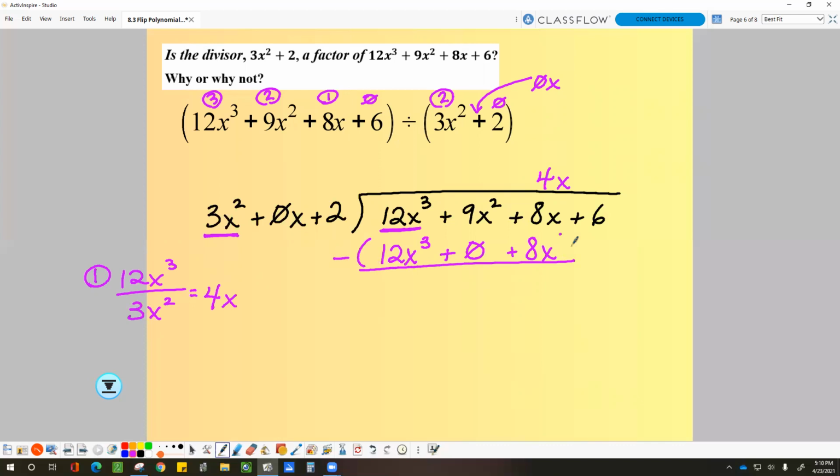I need to subtract this polynomial. So I change all the signs just to make sure I don't have a sign error or an addition subtraction error. And I combine like terms. 12x to the third minus 12x to the third is 0. 9x squared minus 0 is 9x squared. 8x minus 8x is 0. And I bring down this last term.